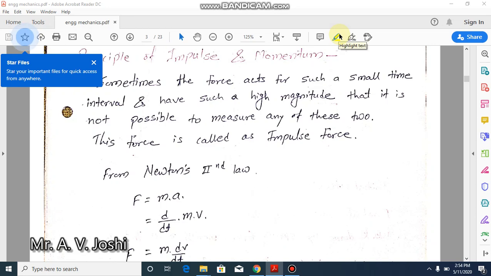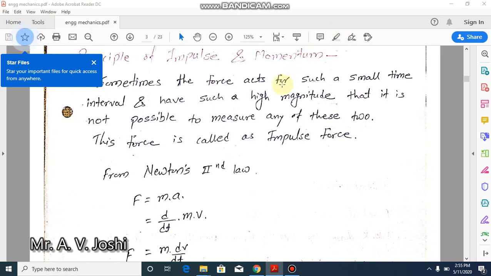In this lecture we have discussed the principle of impulse and momentum. Sometimes a force acts for such a small time interval and has such a high magnitude that it is not possible to measure either of these two. So this force is called an impulse force.